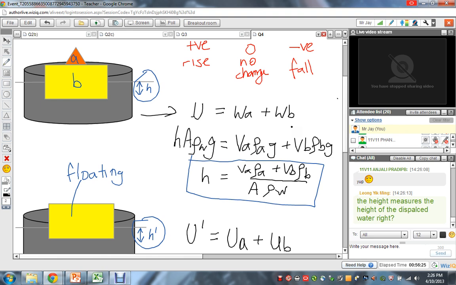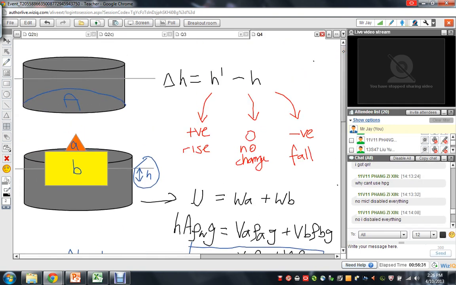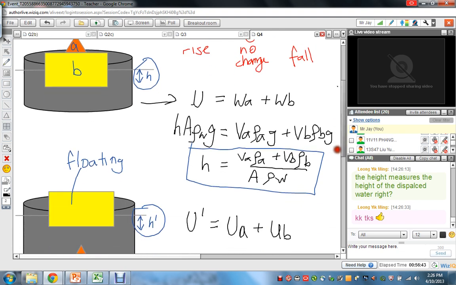Yeah, height of the displaced water, not height of the entire water, because I didn't define it earlier. In the earlier example, I just left it like this, so I don't know what it is. H is just the change in the height of the water from its original height. Displaced water only. Correct. That's right.